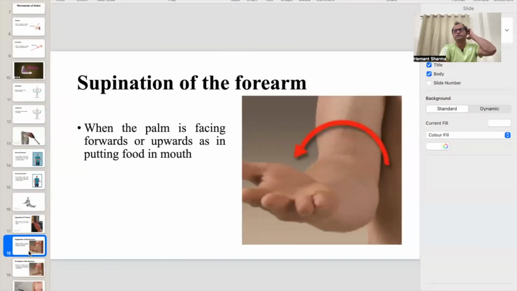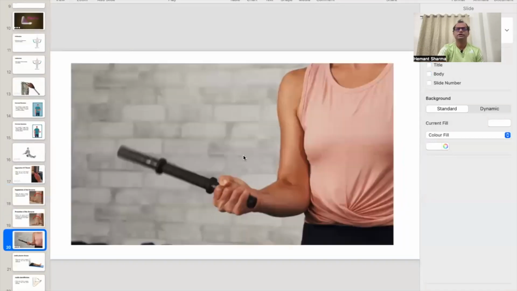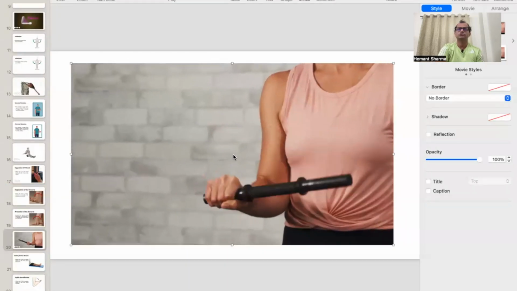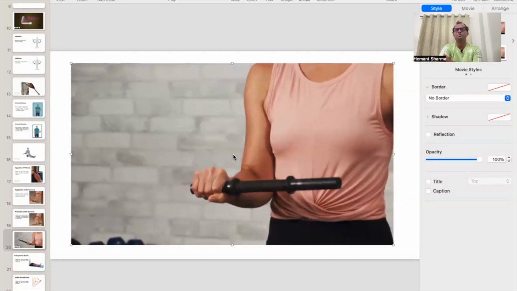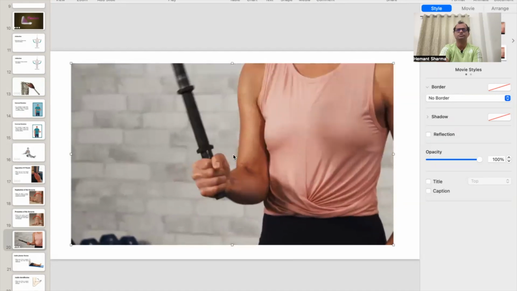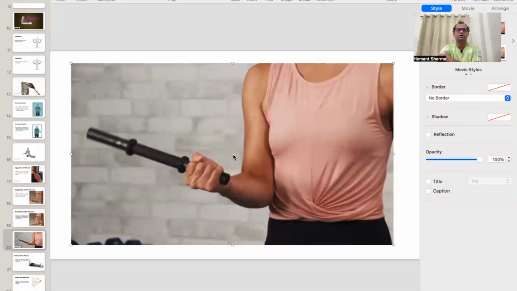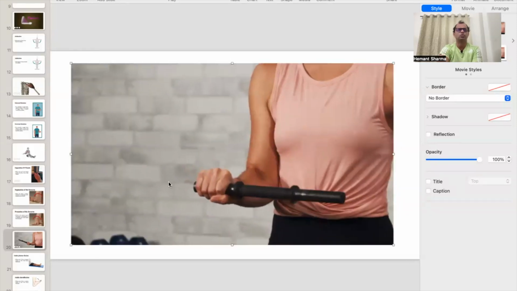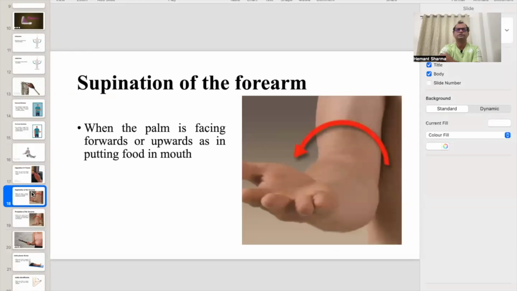Now supination. Supination already I've discussed yesterday. कल हमने बात की थी supination की. Look at this image here. So supination means when the palm is facing upward, that is supination, and when it's going downward, that is pronation. There are two words, supination and pronation. So we can see this is the supination when the palm is facing upward.